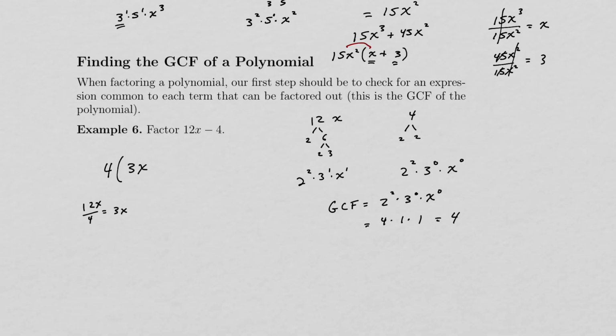I like to think about it as 4 times what? If I multiply it back, if I FOIL it back out or distribute it back in, what will give me the 12x? Well, I'm missing a 3x. And then 4 times what will give me a minus 4? Well, I'm missing a negative 1, right? Because 4 times negative 1 will give me a negative 4. So that's it. So 12x minus 4 just factors to 4 times 3x minus 1.